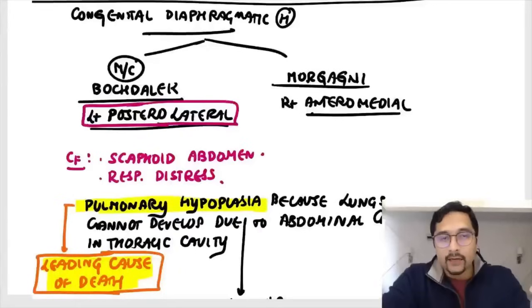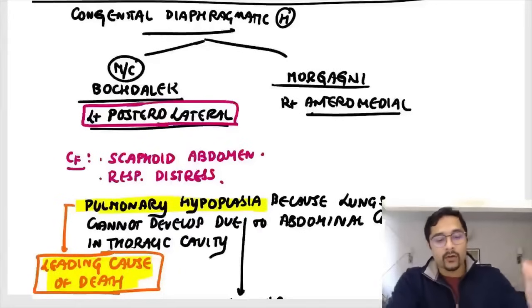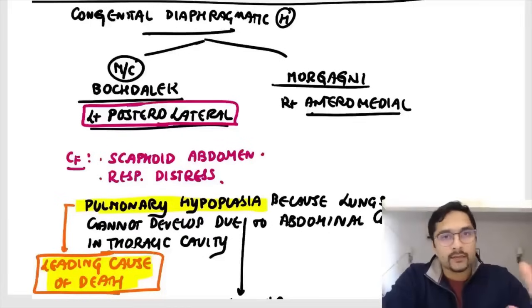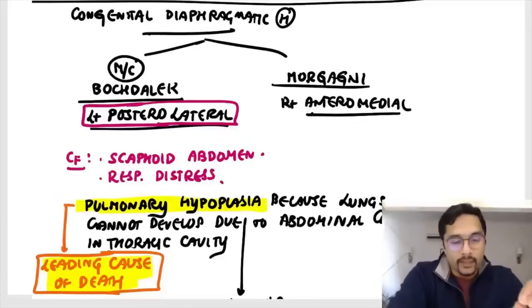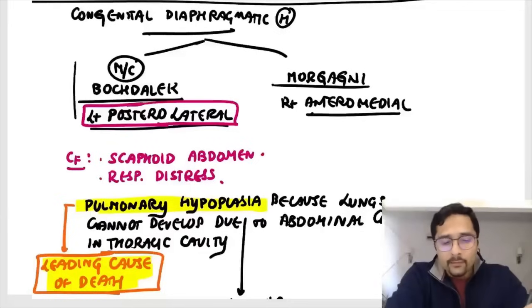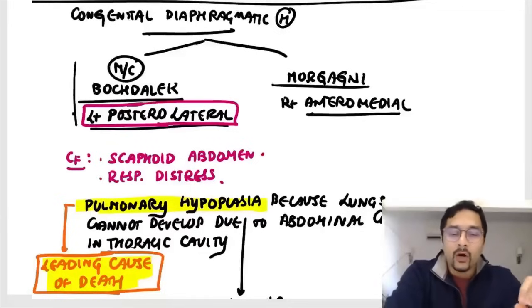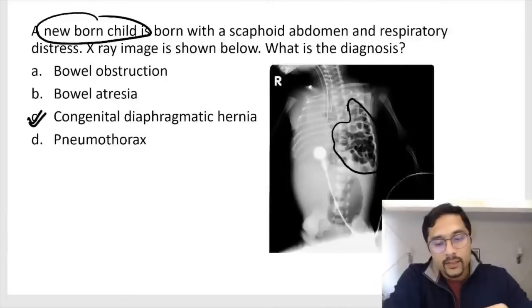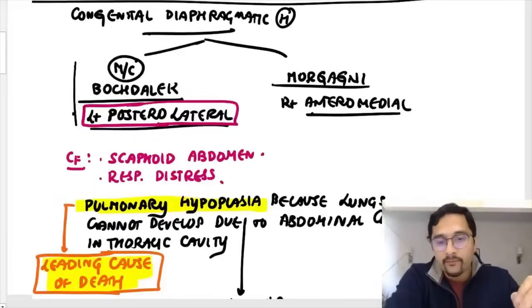And congenital diaphragmatic hernia, again a very important topic which has been asked in the exam. Two or three points which you should remember. If you remember these, you can answer questions regarding congenital diaphragmatic hernia. The most common is Bochdalek or left posterolateral. And you can see this is also on the left side. So this is most probably a Bochdalek or left posterolateral hernia.